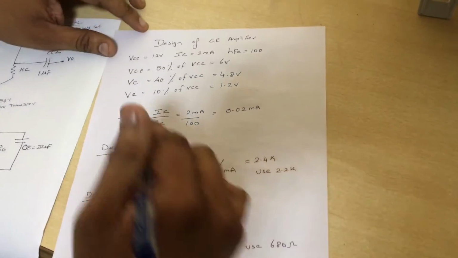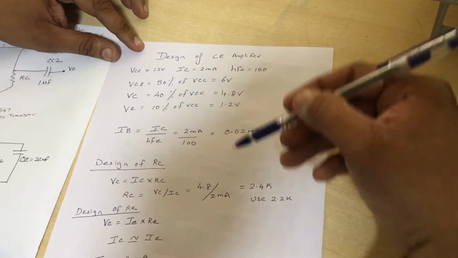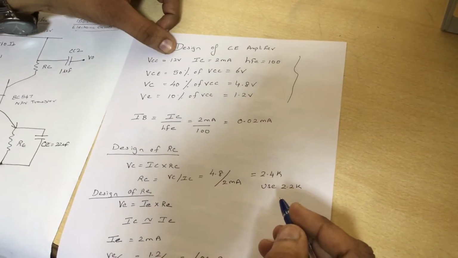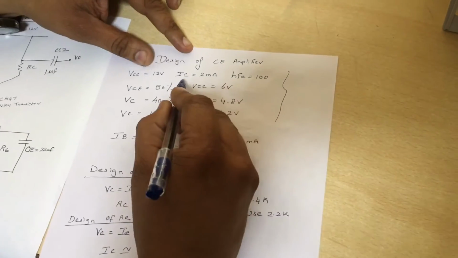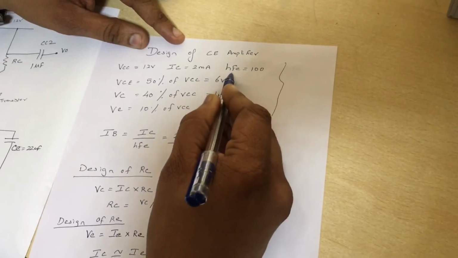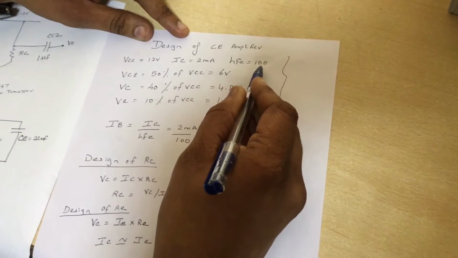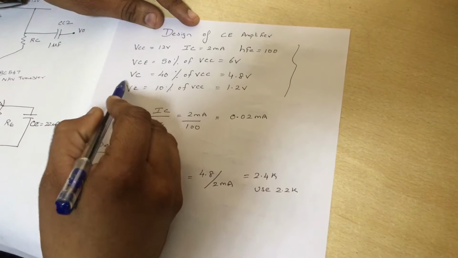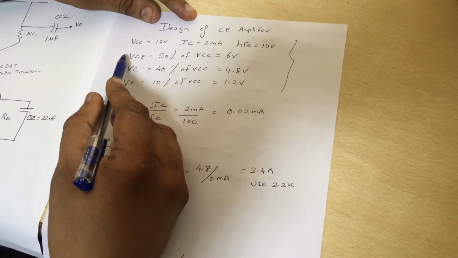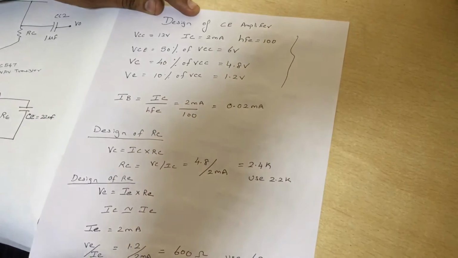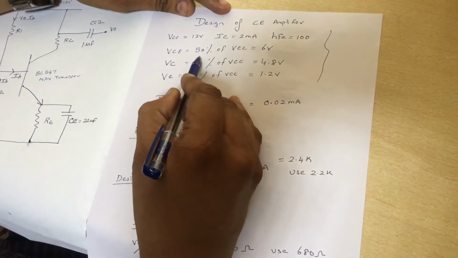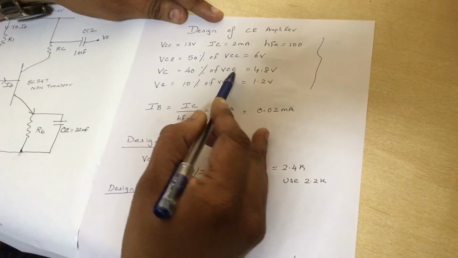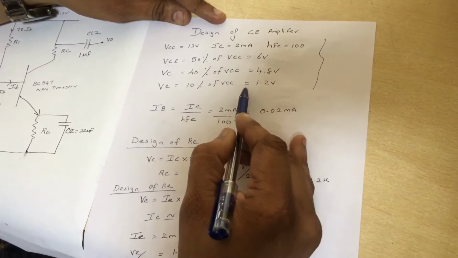So before looking at the design, we are going to assume certain things. For example, I'm going to fix my VCC as 12 volts and IC as 2 milliamps, and the beta of my transistor, which is your HFE, I'm going to assume as 100. We assume these because only with a few known parameters can we calculate certain unknowns. So VCE is 50% of VCC, which is 6 volts, VC is 40% of VCC, which comes to 4.8, and VE is 1.2.